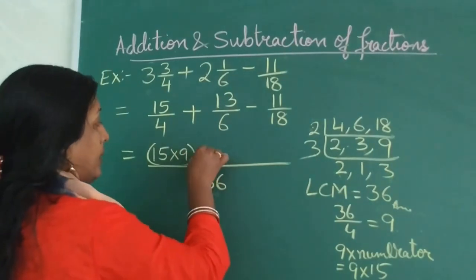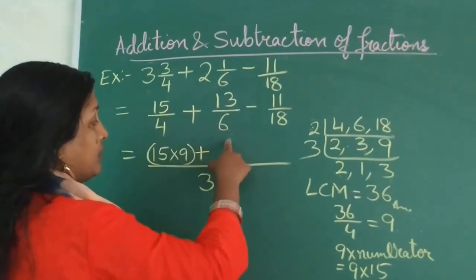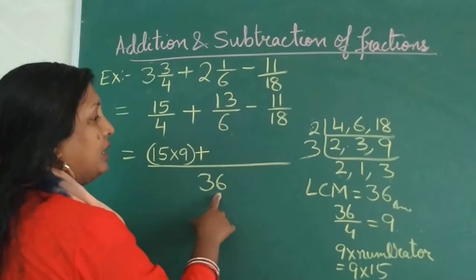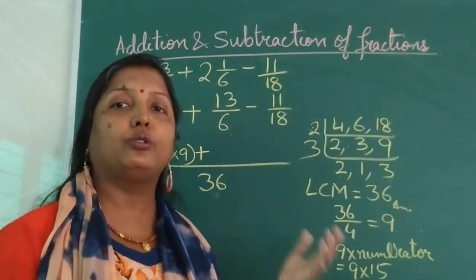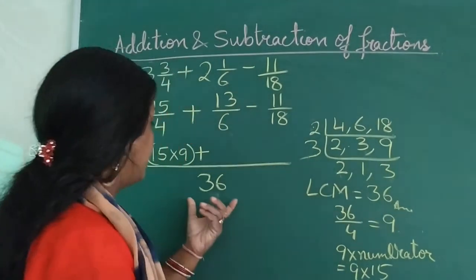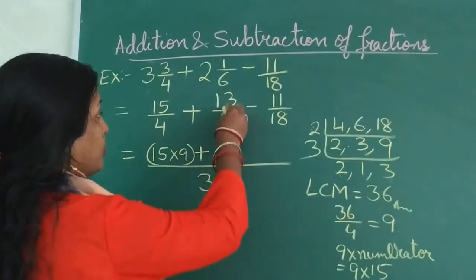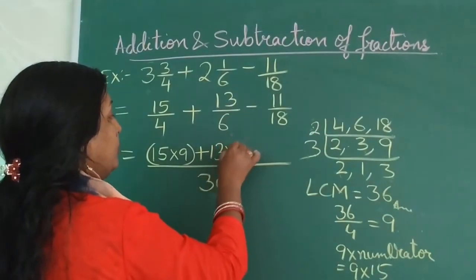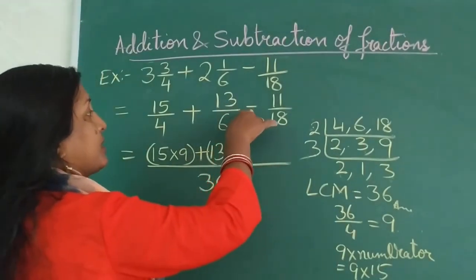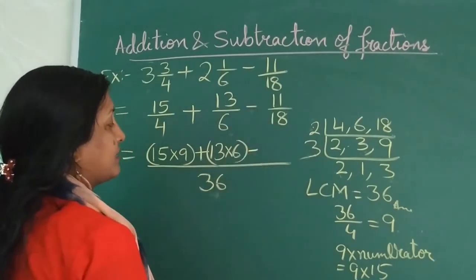Plus sign, so copy down the same sign here. 36, 6 6s are 36 we know. There are certain calculations where you don't need to work it out, you know that they are very simple. So 36, 6 6s are 36, so you multiply 13 into 6. Now what is the sign here? Minus. So copy down the minus sign.